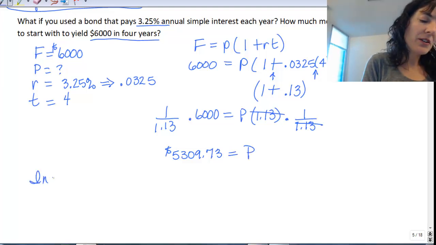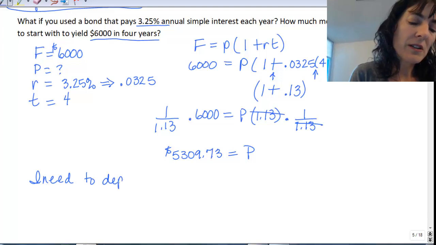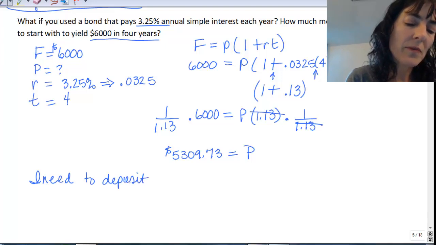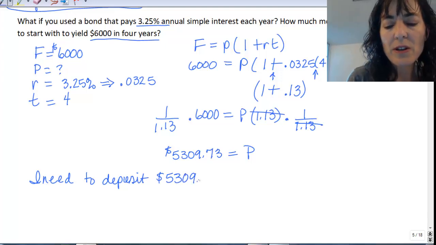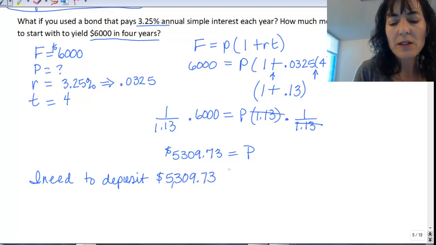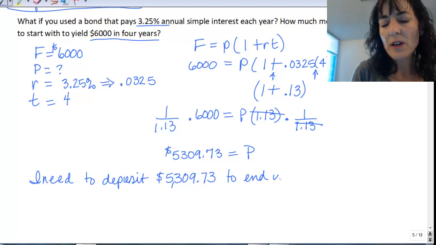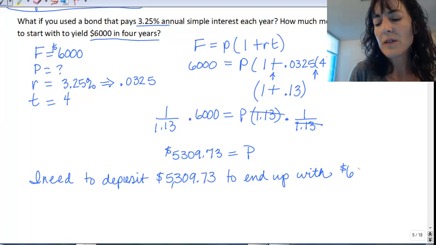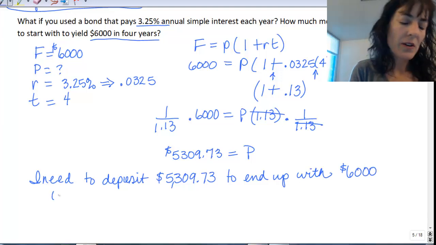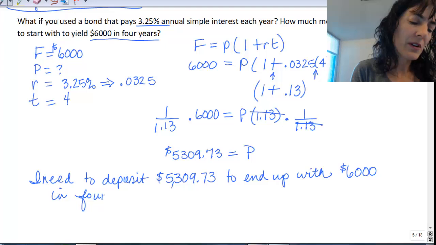So I need to deposit $5,309.73 to end up with $6,000 in 4 years.